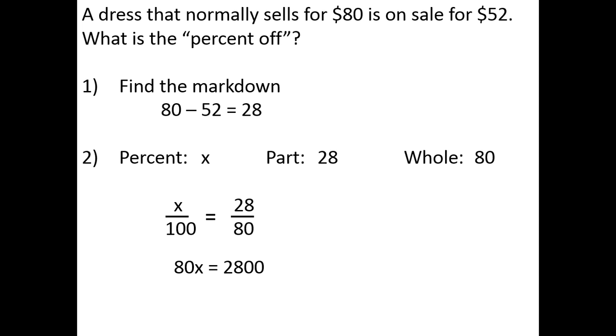So if we cross multiply and solve, we get x equals 35. Now remember, the x was a percent. It was the amount out of 100. So the percent off is 35%. The dress is 35% off.